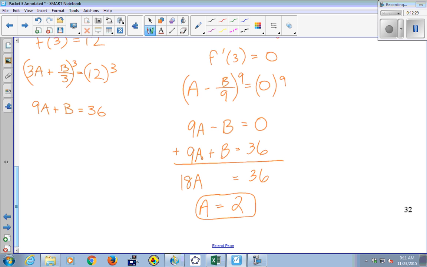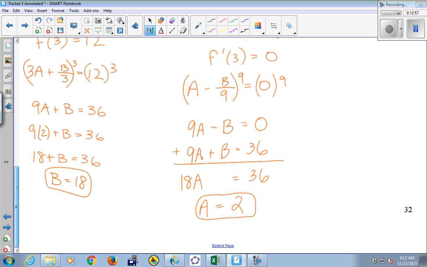And now that you know a, you can use any equation that has both a's and b's in it, plug in for a, and solve for b. So I'm going to use this one just because I have some room underneath it. So this is 9 times 2 plus b gives me 36. 18 plus b equals 36. Subtract 18 from both sides, and b has to be 18.